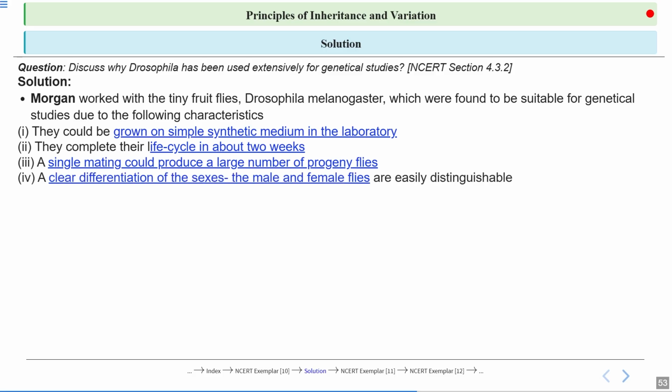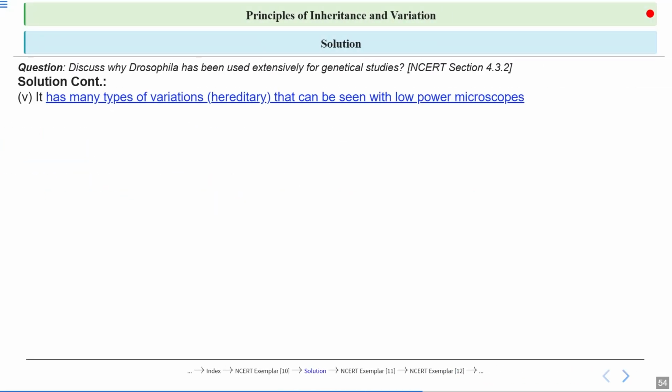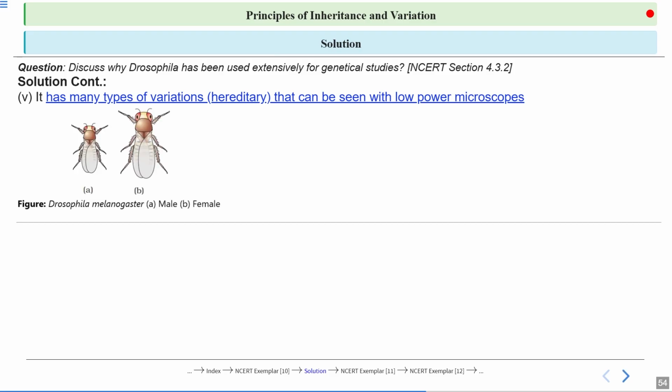Then there is a clear differentiation of sexes in Drosophila. Male and female flies are easily distinguishable. It has many types of variations that can be seen with a low power microscope. So Drosophila exhibit a lot of variations, and these can be easily observed under the microscope. This image shows Drosophila melanogaster. Image A is that of a male, so males are smaller as compared to females.